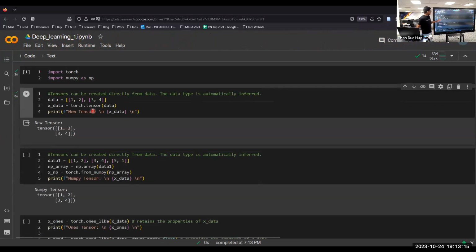If you input an array, you have an array of data in this format where in the first row you have 1 and 2, and in the second row you have 3 and 4. You can use PyTorch torch.tensor to convert that into a tensor.